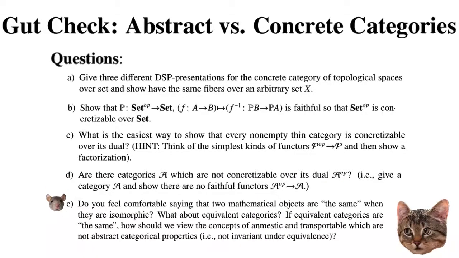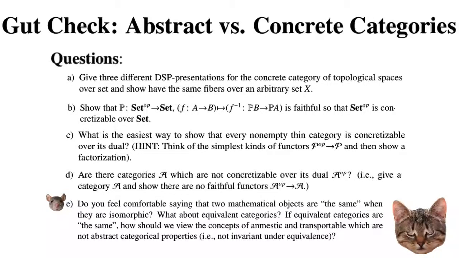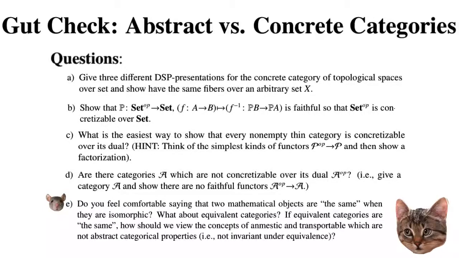E, do you feel comfortable saying that 2 mathematical objects are the same when they are simply isomorphic? What about equivalent categories? Can we say that equivalent categories are somehow the same? If equivalent categories are the same, how should we view the concept of amnestic and transportable, which are not abstract categorical properties, i.e., they're not invariant under equivalence?